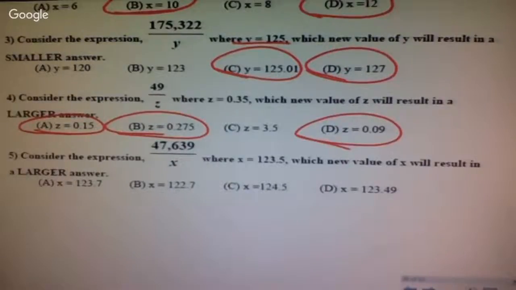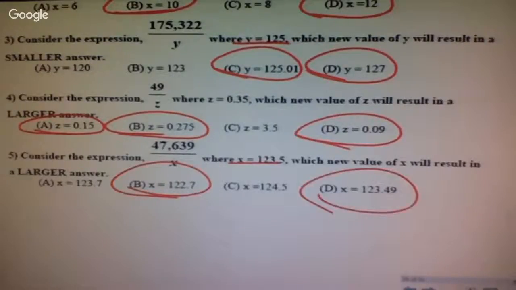And finally, number 5. Right now I'm dividing by 123.5. I want my answer to get larger. B and D. How would it be B? That's 122. And that's 123. And that's 123.5. Oh. Okay.